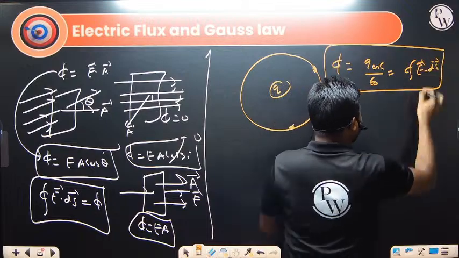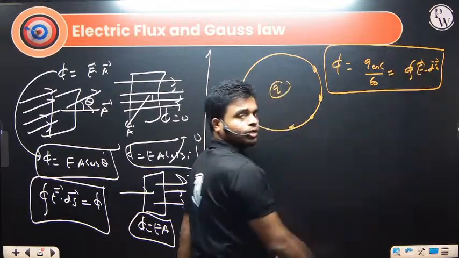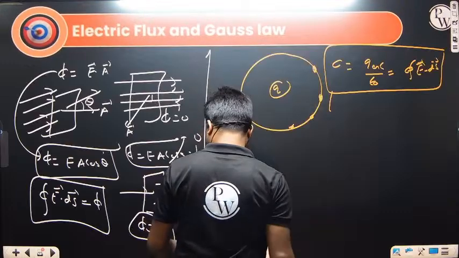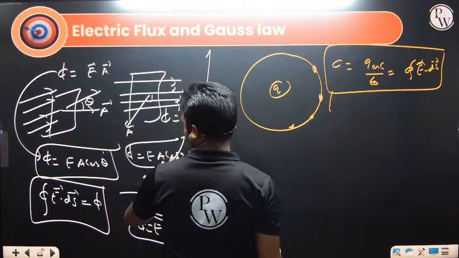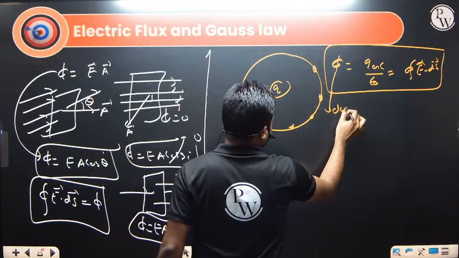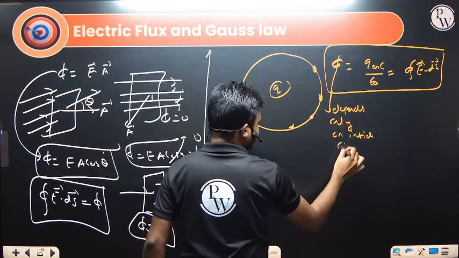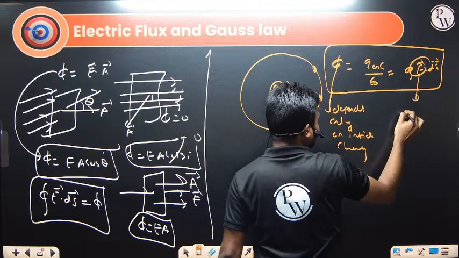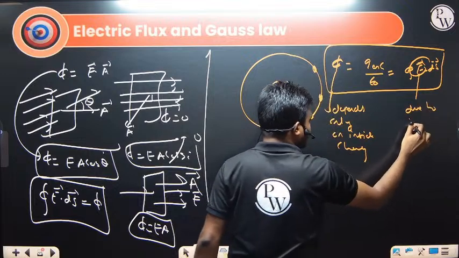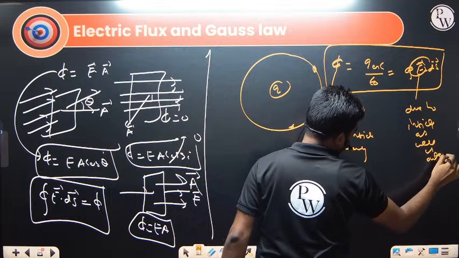What is the electric field here? E is the electric field due to the charges present inside as well as outside. But this flux depends only on the inside charges. The electric field, however, is due to charges inside as well as outside. Remember this: inside as well as outside.